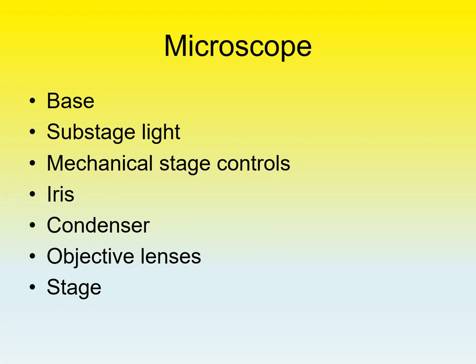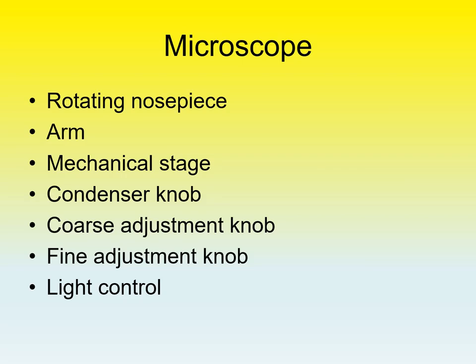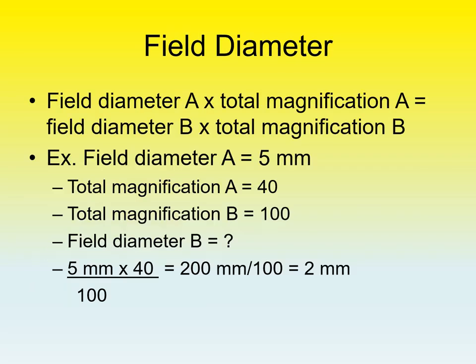Your objective lenses and then your stage. You also have the rotating nose piece where the objective lenses are attached. You have the arm, the stage itself. You have a condenser knob. You have a coarse adjustment, a fine adjustment, and then the light control. Now, some of these controls are a little bit different from one brand of microscope to another, but they're relatively the same. It's just whether it's in the front or the back, on the side. And you do need to be familiar with where they are.